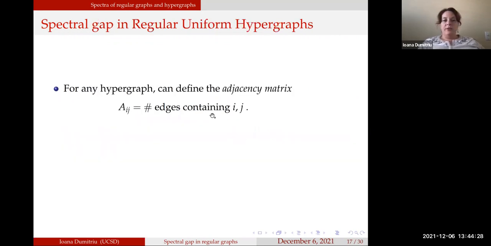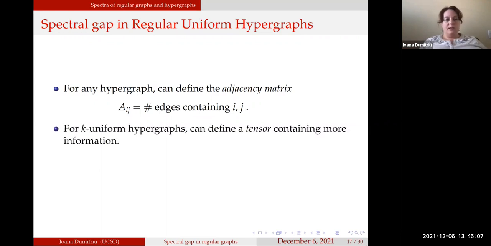Okay, so let me tell you briefly what matrix we define for hypergraphs and why we can work with it. For hypergraphs, we can define an adjacency matrix, which now is not going to be a 0-1 matrix anymore. It counts the number of edges containing a pair of vertices ij. Of course, if it's a graph, then the number of edges is either 0 or 1, but here it could be many, because hyperedges are subsets of vertices, and there could be a lot of subsets containing this particular pair. So it's no longer a 0-1 matrix.